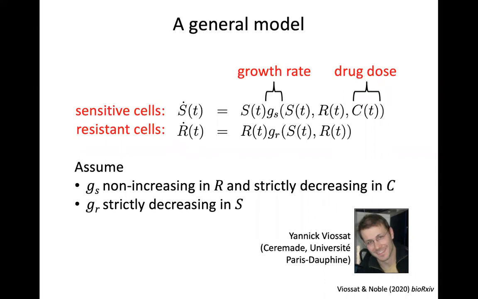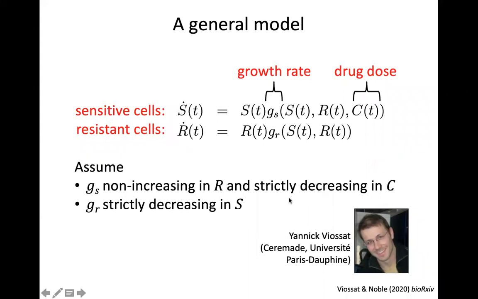And this is a function of the sensitive and resistant population sizes as they change over time. And the sensitive cell growth rate is also a function of the drug dose, C. And we make a couple of important assumptions, which are supported by the biology. The first one is that the growth rate of the sensitive cells is non-increasing in the density of resistant cells and strictly decreasing in the drug dose C. So this just means that there's competition, and there's also some effect of the drug. The drug has a negative effect.